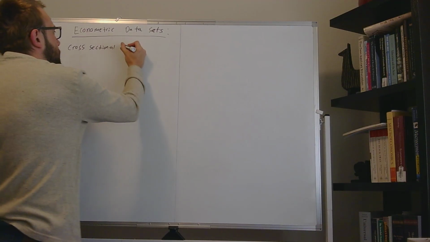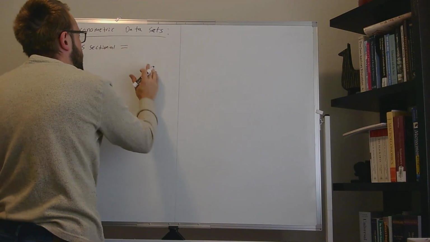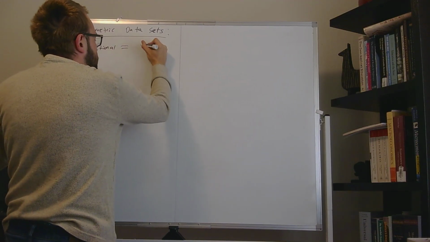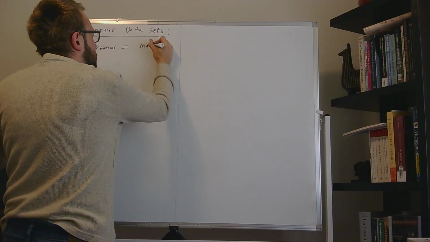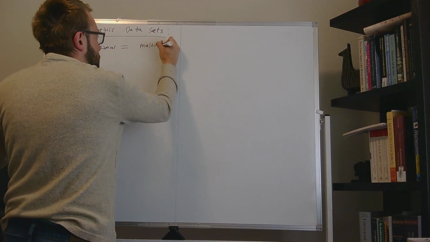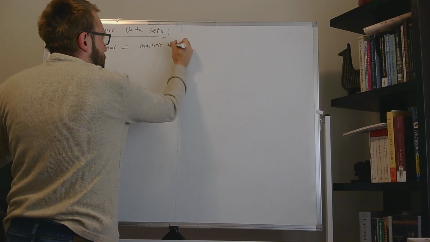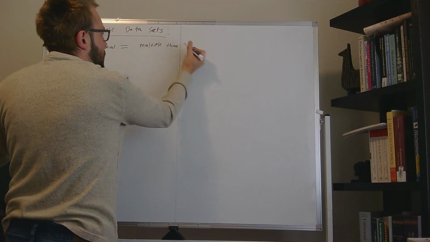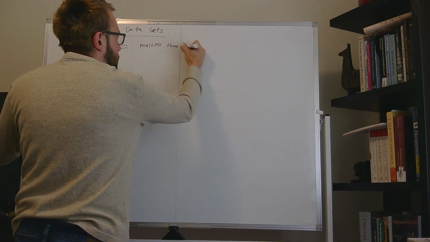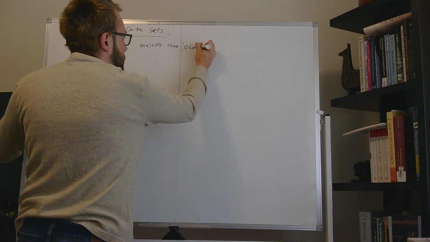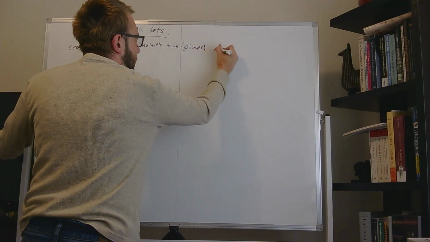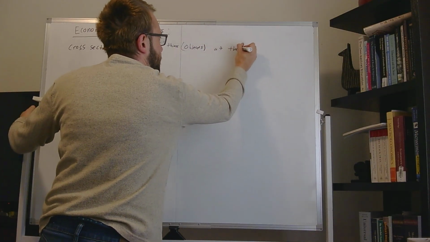So cross-sectional could be thought of as multiple things, like multiple objects, at the same point in time.